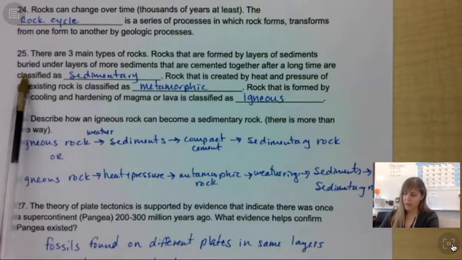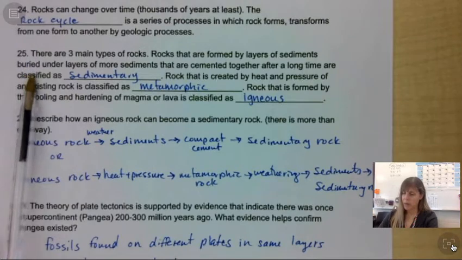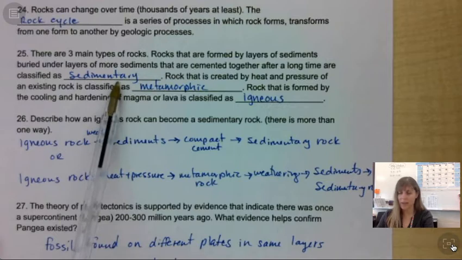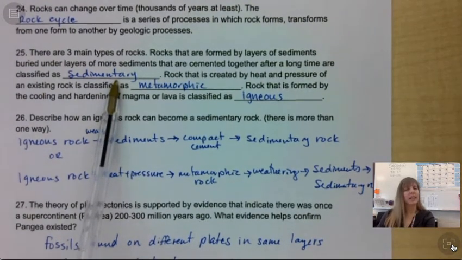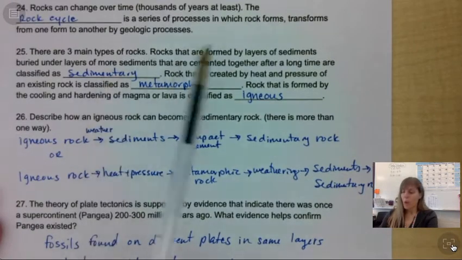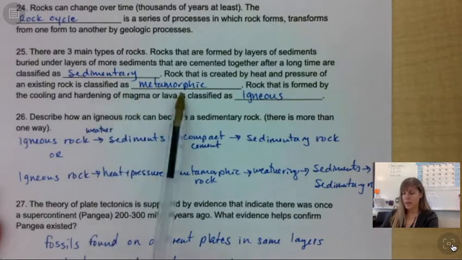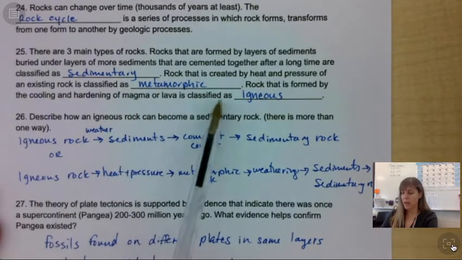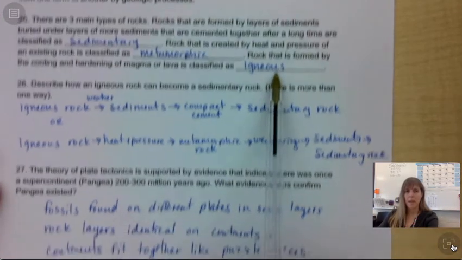Number 25, there are 3 main types of rocks. Rocks that are formed by layers of sediments buried under layers of more sediments that are cemented together after a long time are classified as sedimentary. Rock that is created by heat and pressure of an existing rock is classified as metamorphic rock. Rock that's formed by the cooling and hardening of magma or lava is classified as igneous. Okay, let's scooch this up.